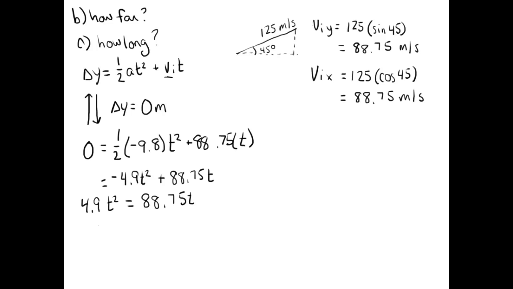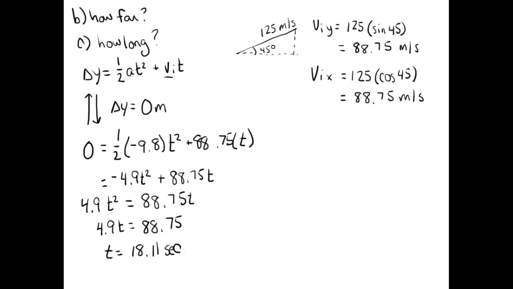Then divide both sides by t. I get 4.9 t equals 88.75. Divide both sides by 4.9. t equals 18.11 seconds. That is how long it takes the arrow to go up and come back down. That is its total flight time in the vertical, up and down.